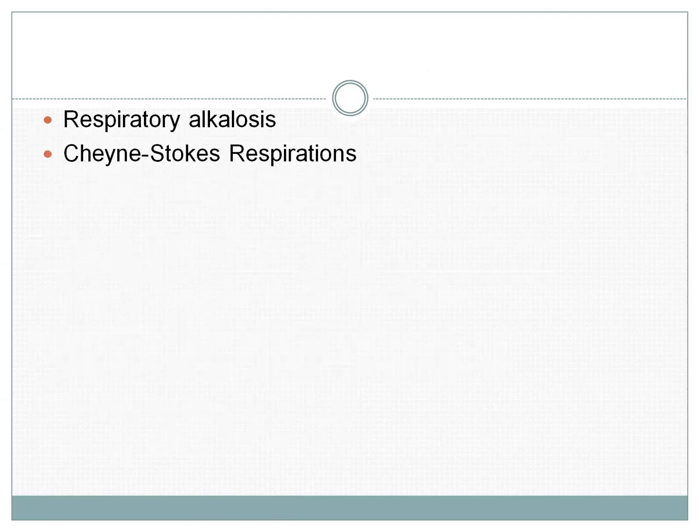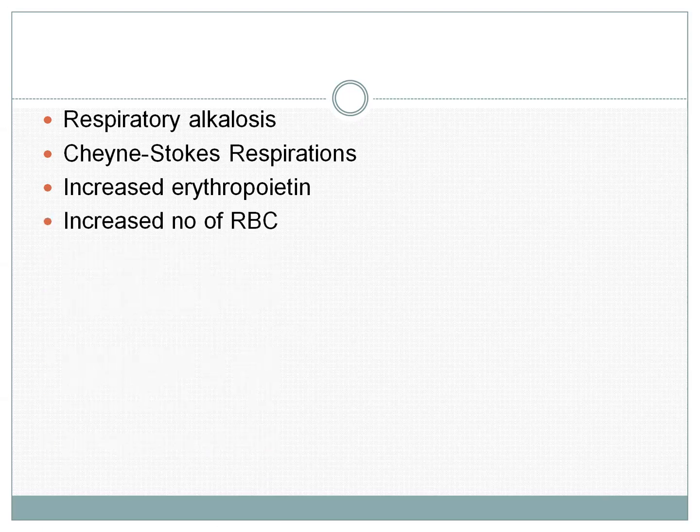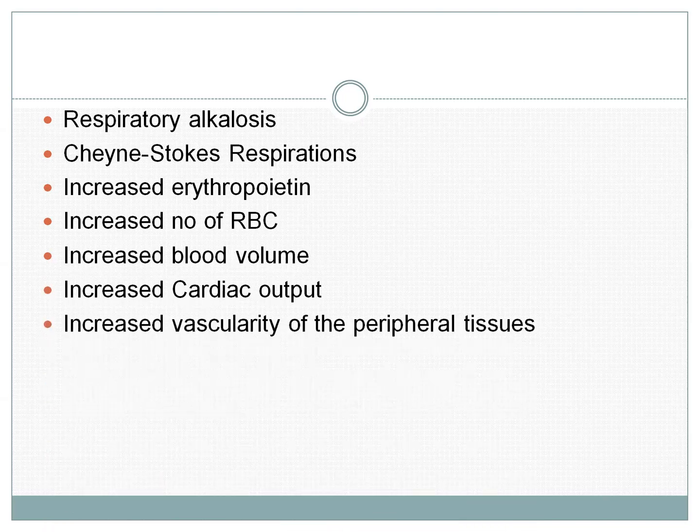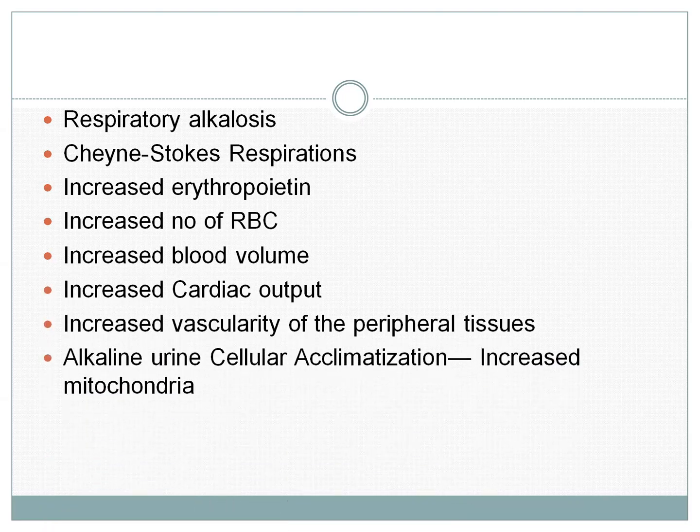You can see respiratory alkalosis in these persons. You can see Cheyne-Stokes respiration. We are going to see what exactly it is. Then we can see increased erythropoietin production. Why it is important, you already know. Increased number of RBCs, increased blood volume, increased cardiac output, increased vascularity of the peripheral tissues, and alkaline urine.